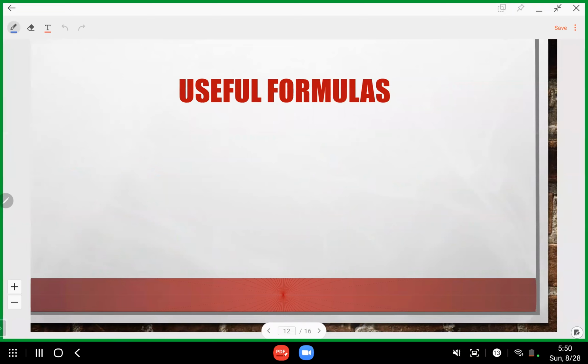Okay, so let's give you some useful formulas. What are some useful formulas? You can memorize these, and then whenever you see one of these cases, you don't actually have to think about factoring. You already know what it is.